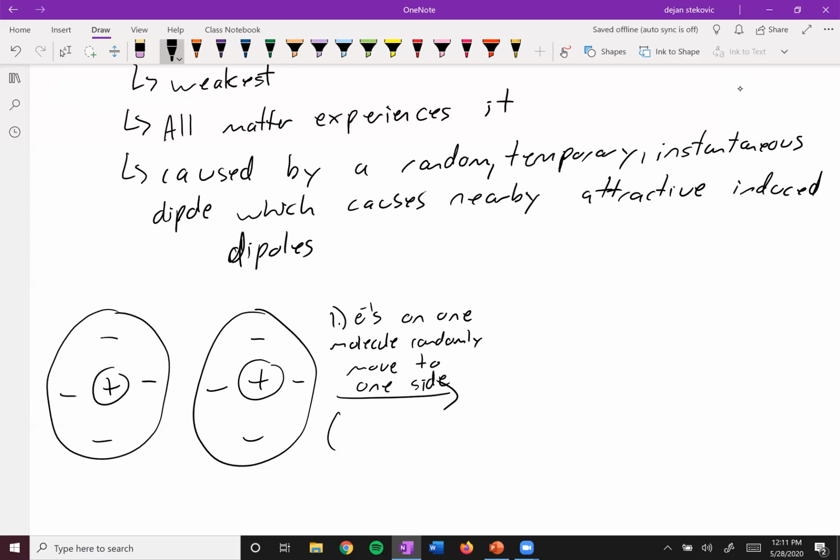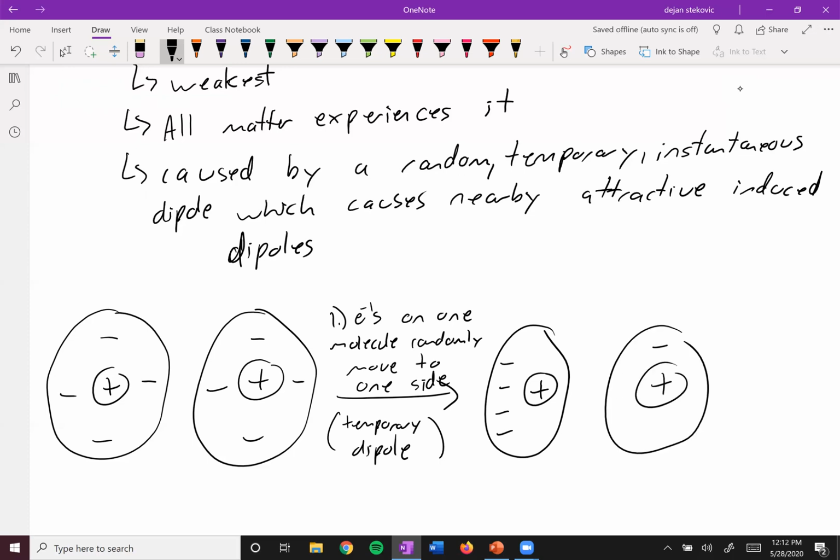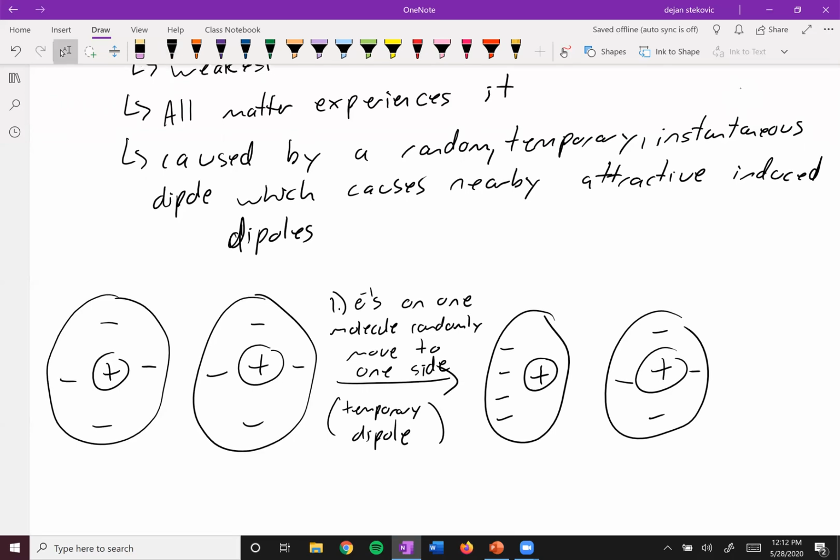And so this is what's known as a temporary dipole. Right, so all of these electrons are moving out and about, and it just so happens that at this one moment, all four of these electrons are at this one side of the atom. Meanwhile, the other atom is relatively unchanged. Well, you can see that we have a dipole here, right? We have a positive end and a negative end on this dipole.